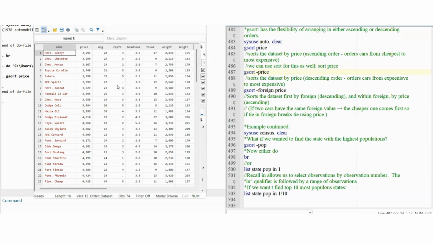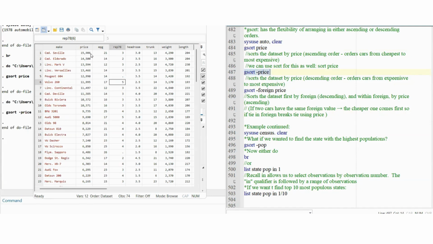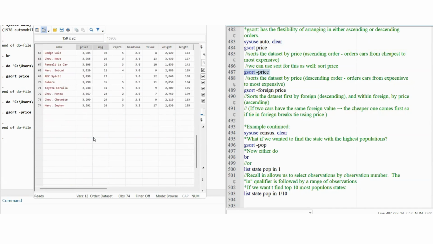But what if we wanted to arrange the data set in descending order by price? We wanted to order the cars from most expensive to cheapest. Sort cannot be used here. We use gsort. Using gsort, if you want to arrange in ascending order, then you just write the variable name as is. If you want to arrange in descending order, put a minus sign before the variable name. So when I write gsort minus price, it will now arrange in descending order. See, it has arranged from the most expensive to the cheapest.